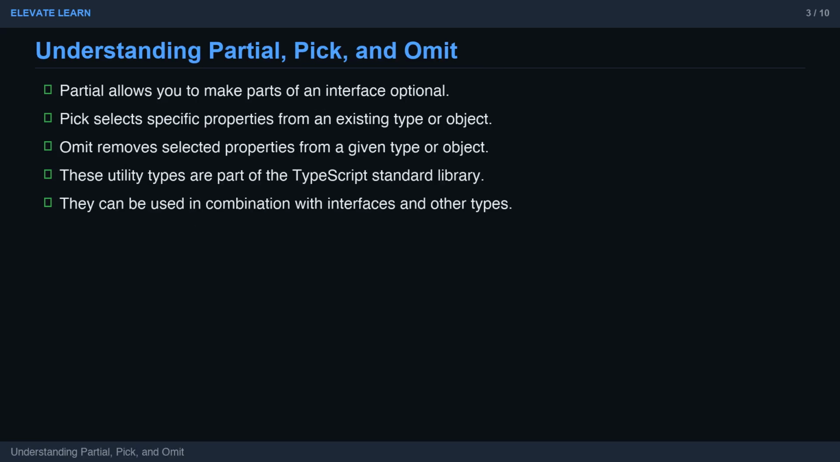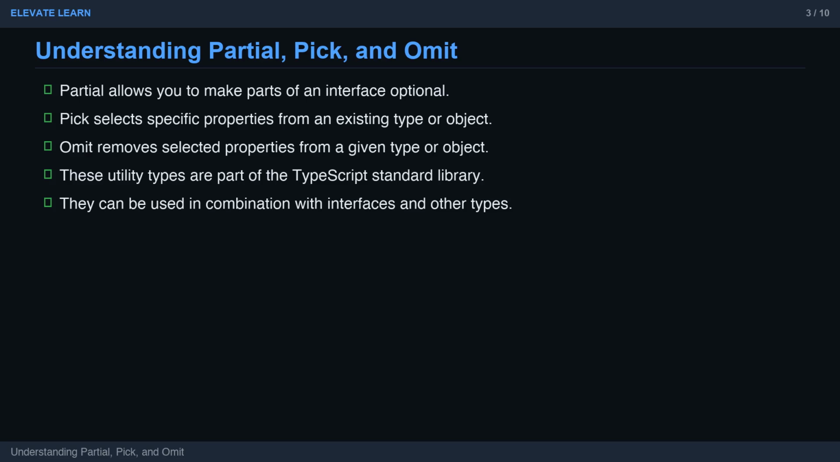All right. Let's dive into the world of utility types in TypeScript with partial, pick, and omit. These are powerful tools that help us manipulate interface properties. First up, partial. It makes certain parts of your interface optional. For example, if you have an interface for a user profile like name, age, and email, using partial allows these to become optional in another context.